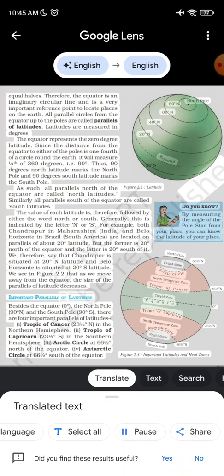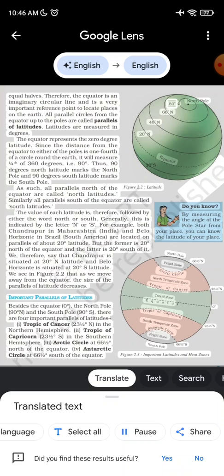Important parallels of latitudes. Besides the equator, 0 degrees, the North Pole, 90 degrees north, and the South Pole, 90 degrees south, there are 4 important parallels of latitudes. Tropic of Cancer, 23.5 degrees N, in the northern hemisphere. Tropic of Capricorn, 23.5 degrees S, in the southern hemisphere. Arctic Circle at 66.5 degrees north of the equator. Antarctic Circle at 66.5 degrees south of the equator.